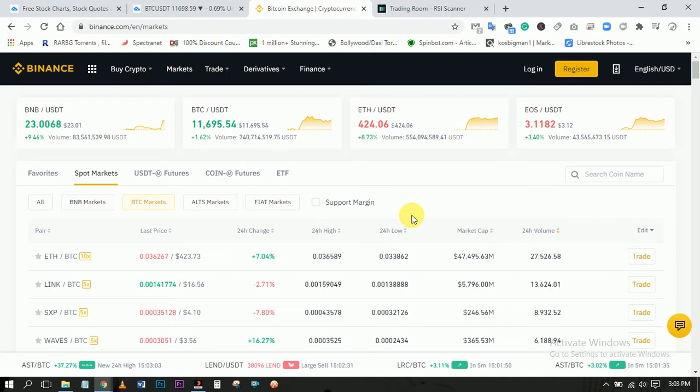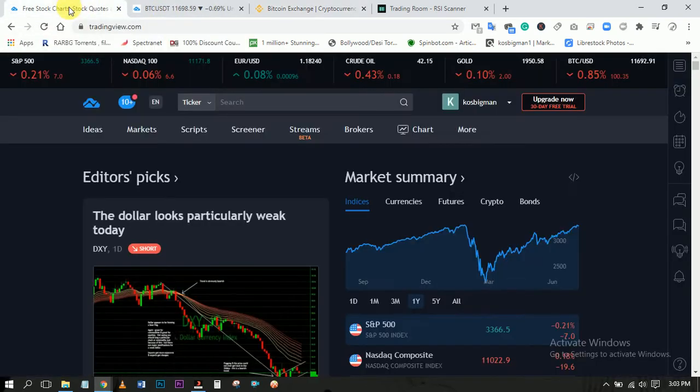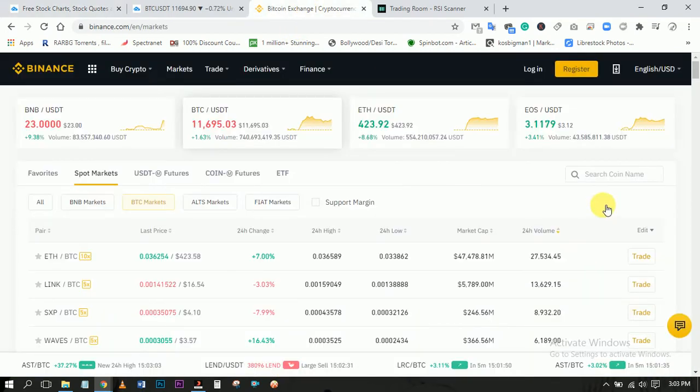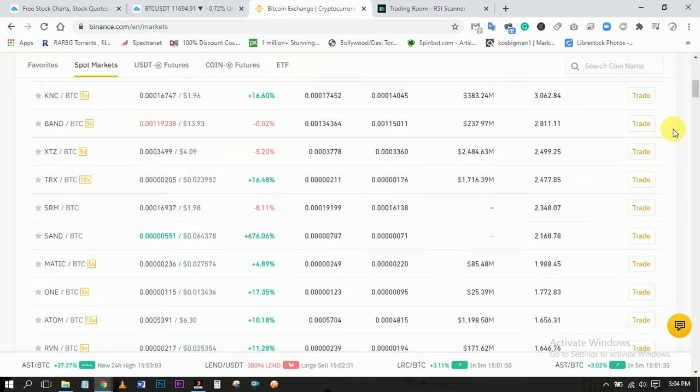Sometimes it tends to be tedious for me to do my analysis, and being that I have more flexibility on TradingView, I always like to move out to TradingView. But whenever I want to place my trade, I can place my trade here. Also, you can download their app.